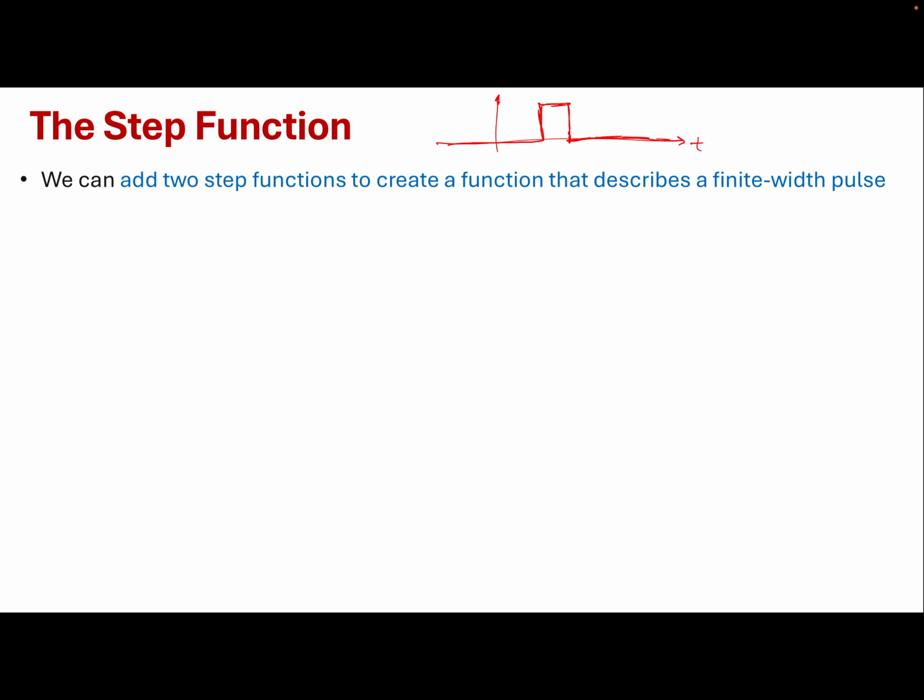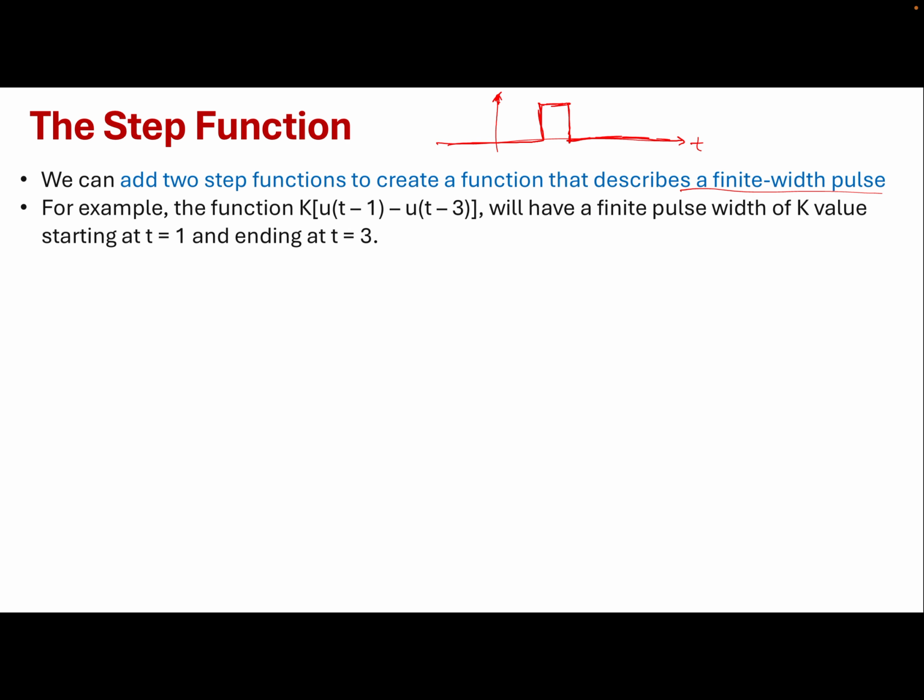That was the whole point of this discussion. So we can use two step functions, or sometimes more, in this case two, to define a finite pulse width, right? So for example, now assume that you have two step functions, right? One step function is K times u of t minus 1, which is time shifted by 1, right?